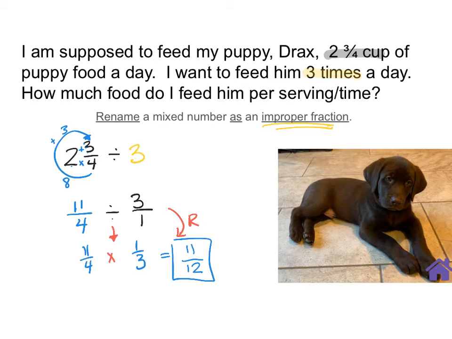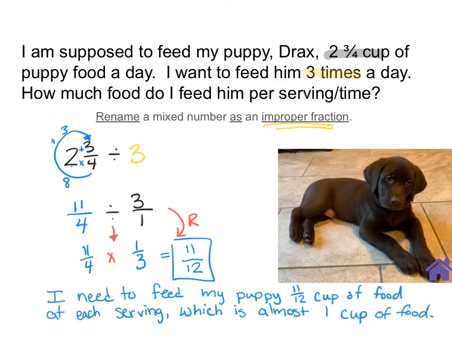So that's what I need to put. Let me go ahead and write a sentence. What I put was I need to feed my puppy 11/12 cup of food at each serving, which is almost 1 cup of food. Now, measuring cups don't come in 12ths, so I just estimate it's about 1 cup of food. I do a little bit less because I don't want to feed him too much, right? So that's how I figured that out.